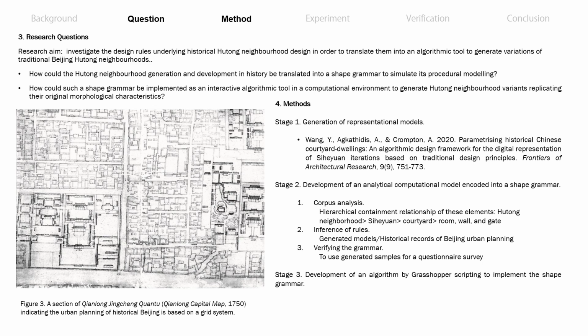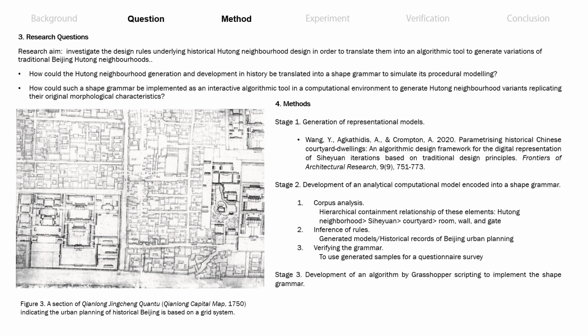The research methods. The method includes three stages. The first is to generate the representation models. Data of Hutong neighborhoods are derived from the Qianlong Capital Map. It's believed that this map offers an accurate representation of each Siheyuan plot in the top view and each Siheyuan building in elevation view. We created an algorithmic tool to generate the 3D models of these buildings, which is reported in our another paper. Using this tool, we transformed some precedents on the map into 3D models in Rhino.